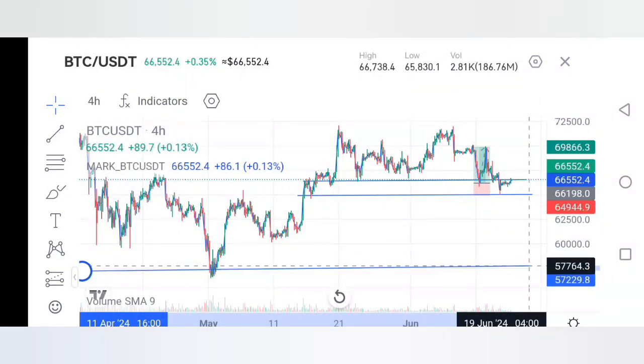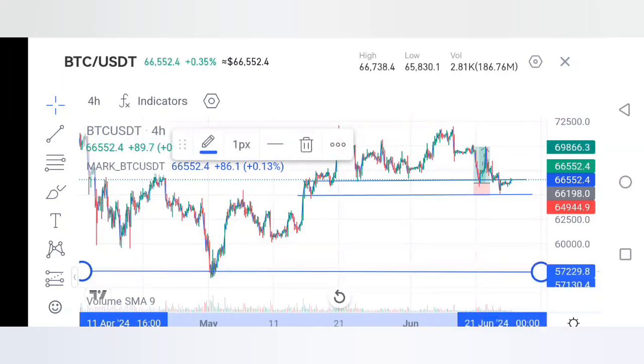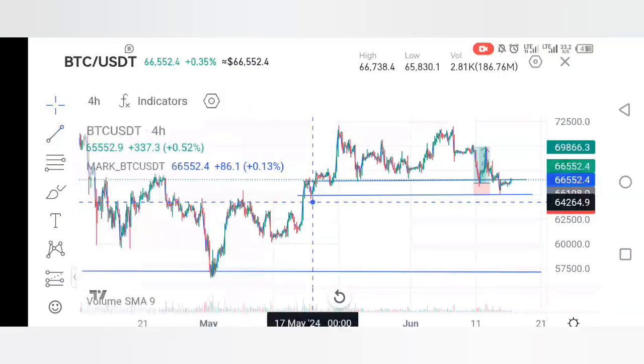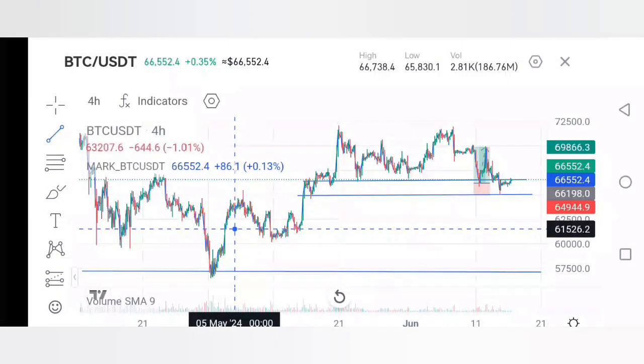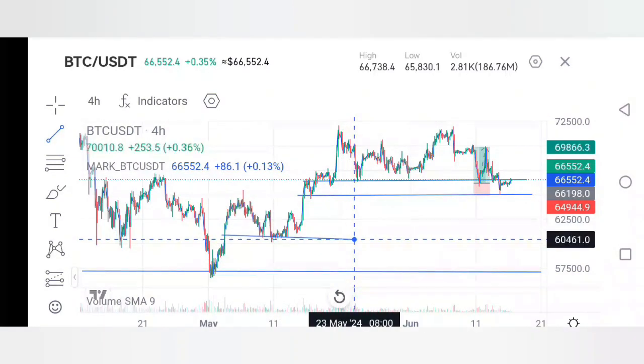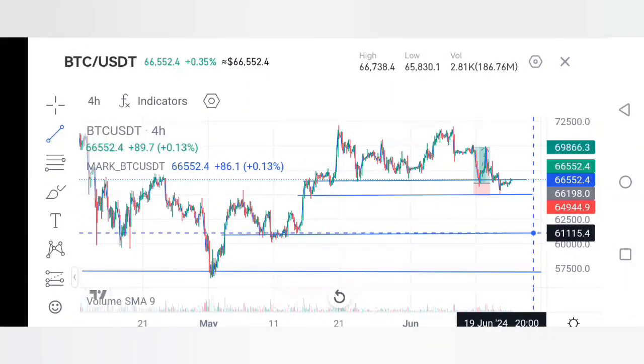The support 3, let me put it that way. And this is the support 2. This is the support 2. So this is it.